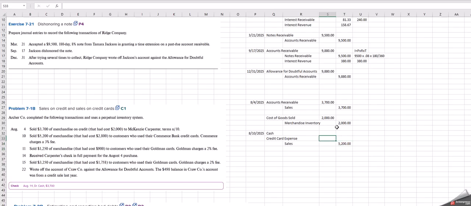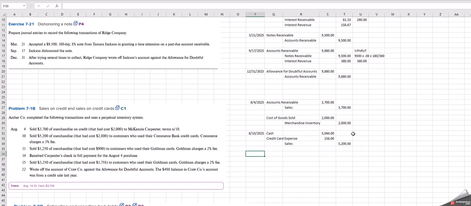Now the $5,200 is what we're going to pay that 3% fee on. So now if I come up to credit card expense and I put in my formula, it's 5,200 times the 0.03. So that's how much we're paying when they use that credit card. And then our cash is the difference, 5,200 minus 156. So that's how we would always do the credit cards. Always start with your sales. We know what that gross is. Calculate your credit card expense by multiplying it by the fee. And then the cash is always the gross sales amount less the fee.